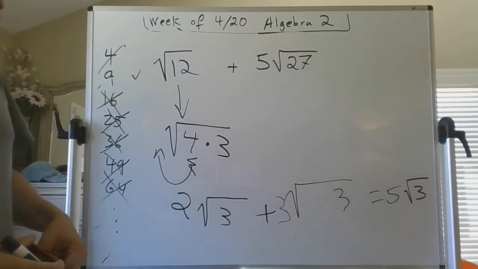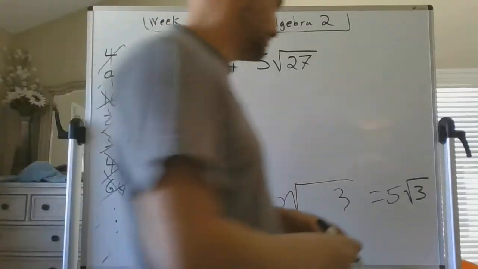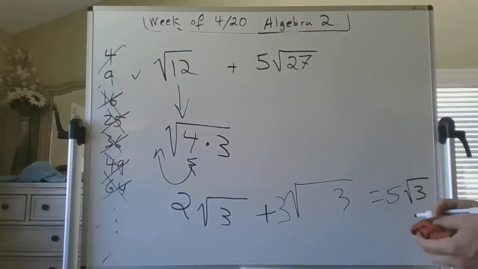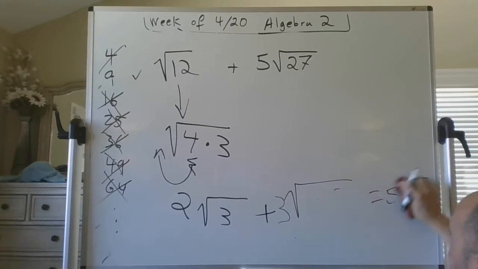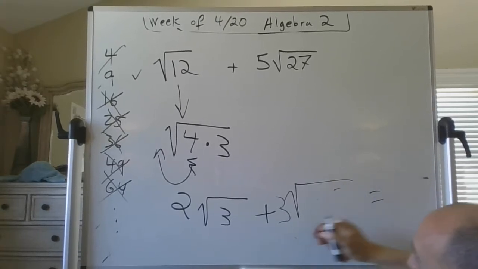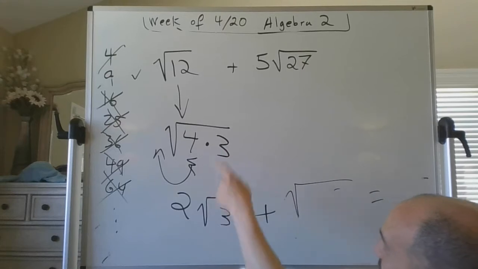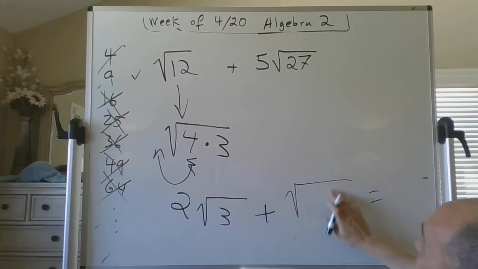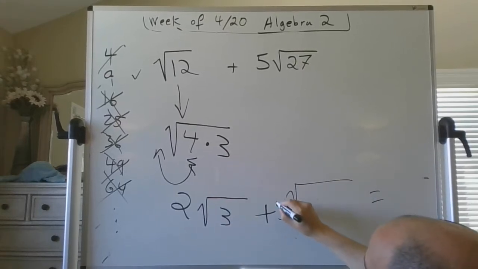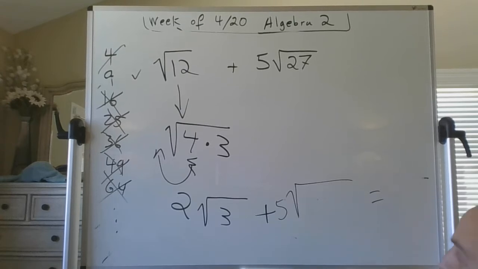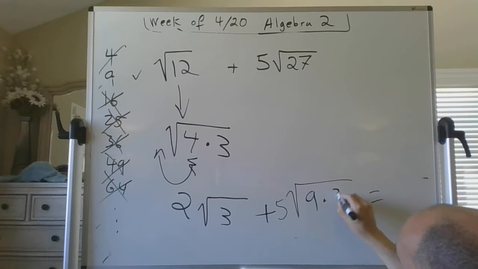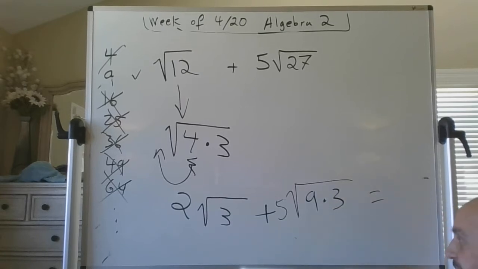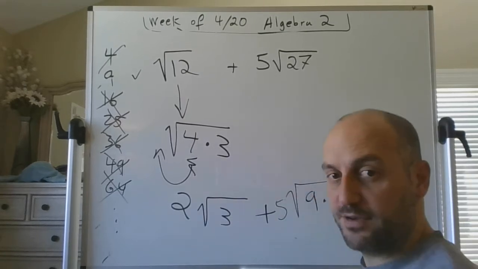Okay. Oh, wait a minute. I made a mistake here. I'm going to take this back a bit. I didn't copy the question right. Square root 12 became 2 square root 3. This, however, had a 5 on the outside. And the 27 we said was 9 times 3. So let's see how this works. Because this one had a 5 on the outside already, I forgot about that guy.